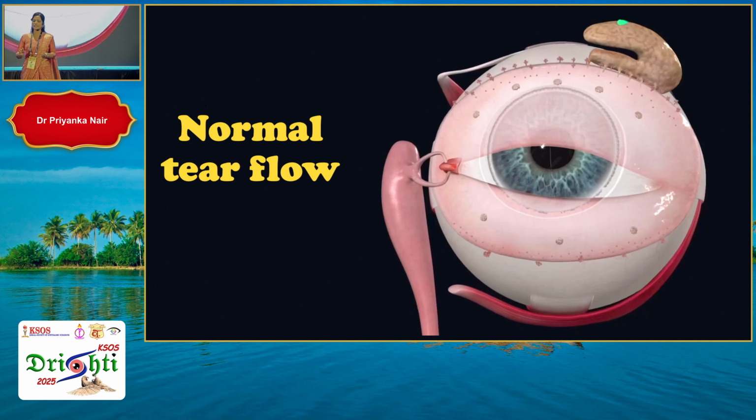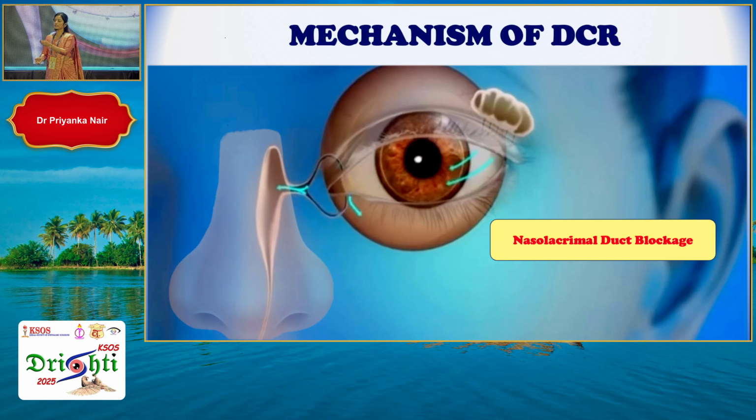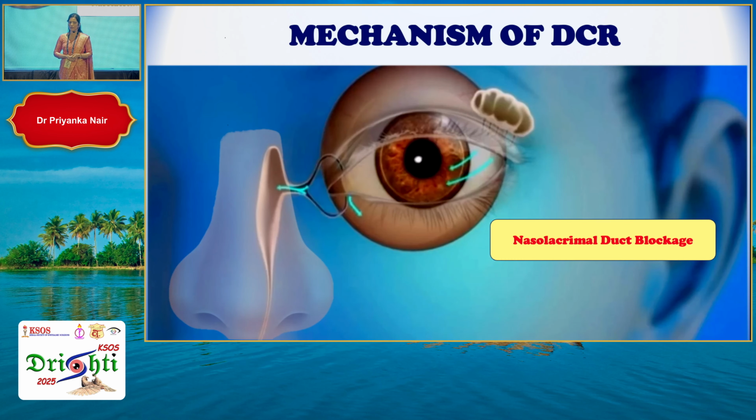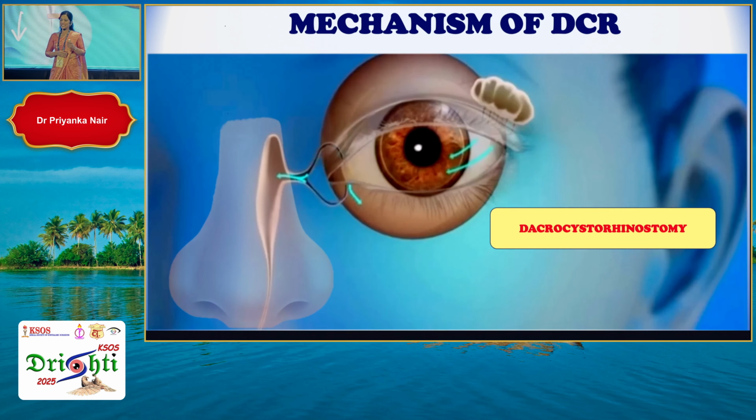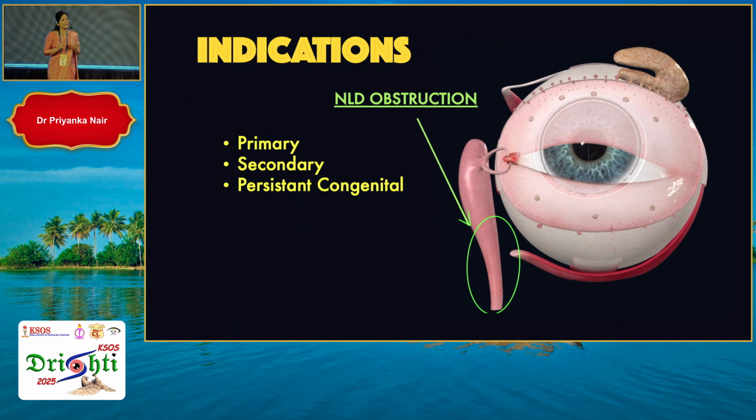Now, let me revise for you how normally tears flow in our eyes. They are produced by the lacrimal gland, flow through the conjunctiva, into your upper and lower canaliculi, through the nasolacrimal duct, eventually into the nose. So what happens when there is nasolacrimal duct blockage? There's heavy traffic for these tears to flow, right? So now you create an alternative route for them. Easy.